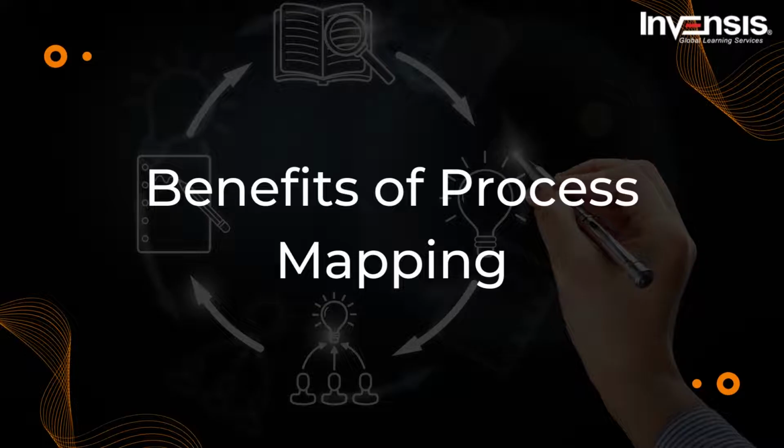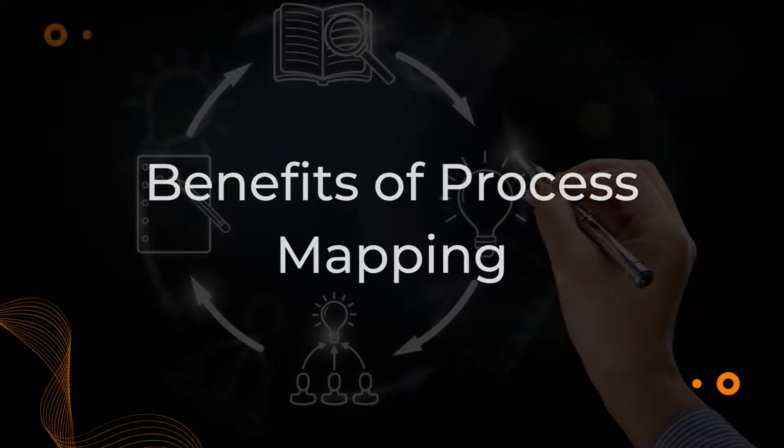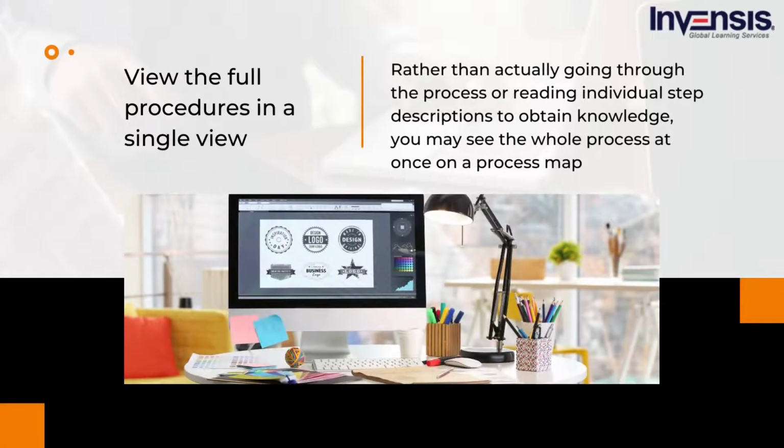The process map may assist the project team in visualizing each of these questions, allowing them to minimize waste and improve the process continuously, which is the essence of the Lean Six Sigma approach. Some benefits of process mapping are: first, view the full procedures in a single view. Visualizations make abstract topics such as processes visible, so that people may comprehend them more quickly. Rather than actually going through the process or reading individual step descriptions to obtain knowledge, you may see the whole process at once on a process map.